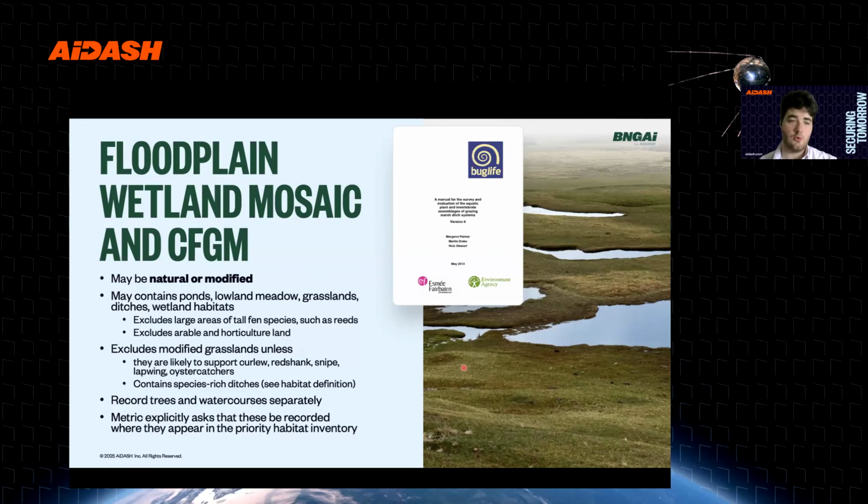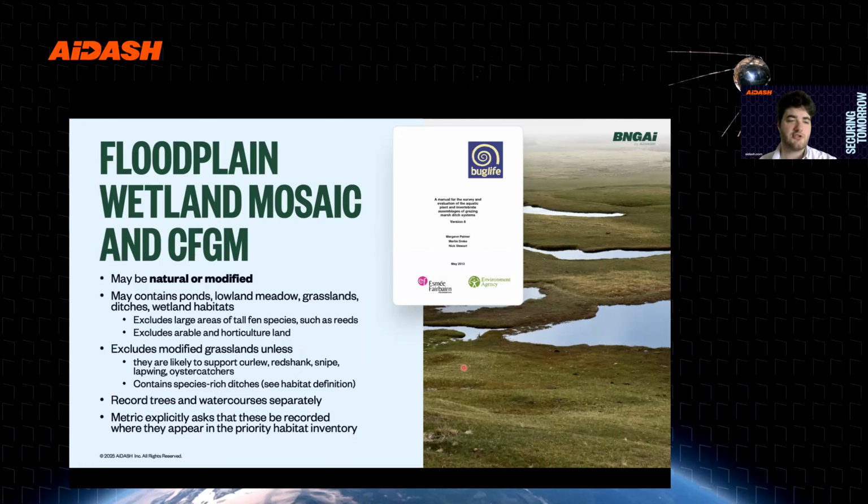We do want to record those trees and watercourses separately, but that whole area, if we do think it will qualify as coastal floodplain grazing marsh or floodplain wetland mosaic, we should be mapping as the whole feature. We're not breaking this up into lots of little features, because the condition assessment for coastal floodplain grazing marsh and floodplain wetland mosaic will require us to think about all of those features together. And maybe we break it up into some compartments, but the spatial scale will be much wider.